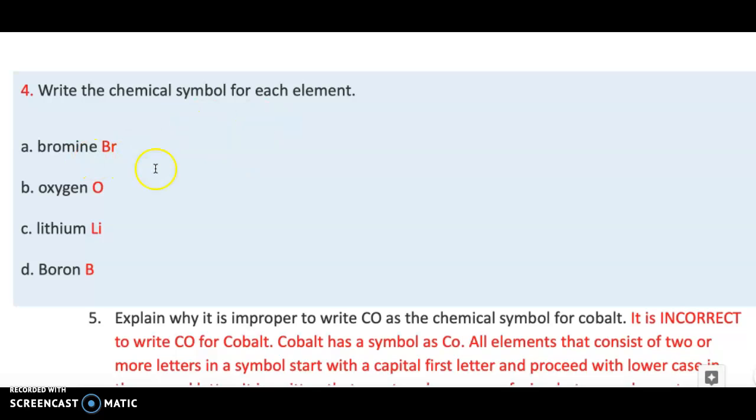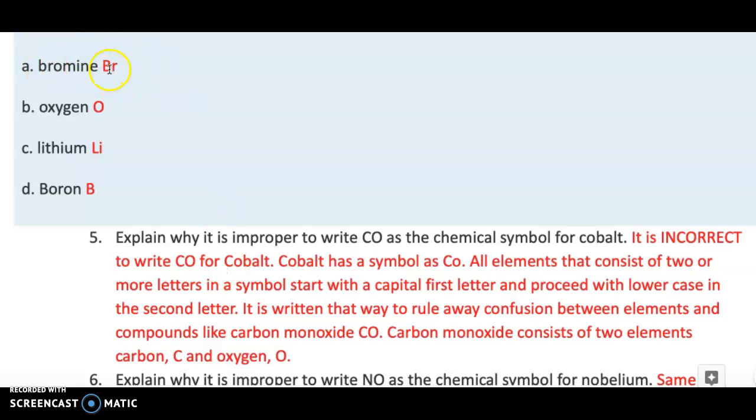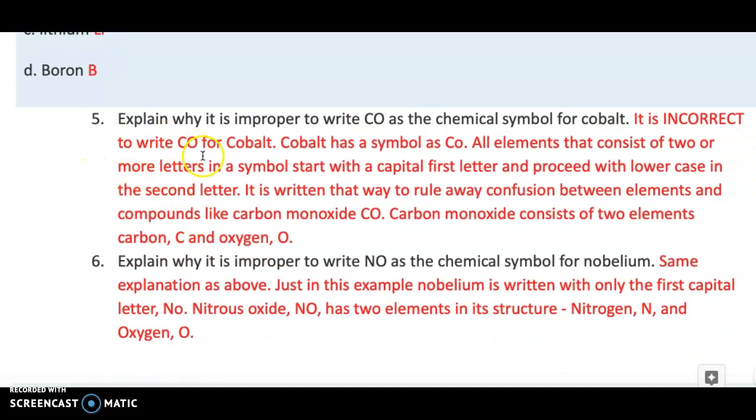Question 4 is very similar to the one that we just did. Make sure that you know that the first letter of the chemical symbol for each element is capital and the rest are lowercase. So bromine is usually represented as Br, oxygen is O, lithium is Li, and boron is just letter B. Question 5 is asking you to explain why it is improper to write CO, two letters capital, as the chemical symbol for cobalt.